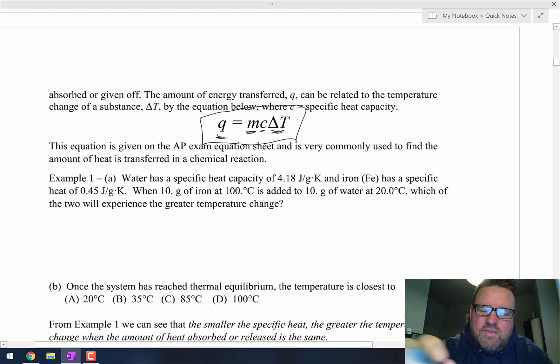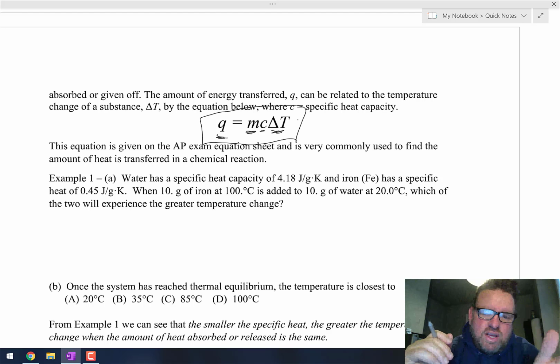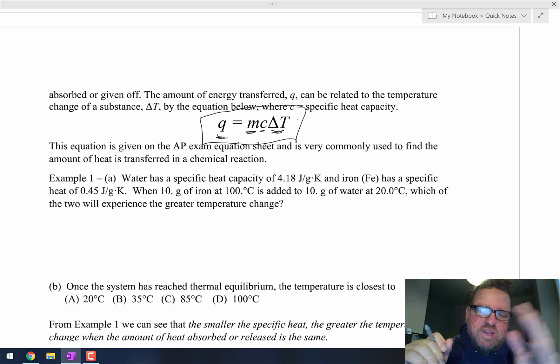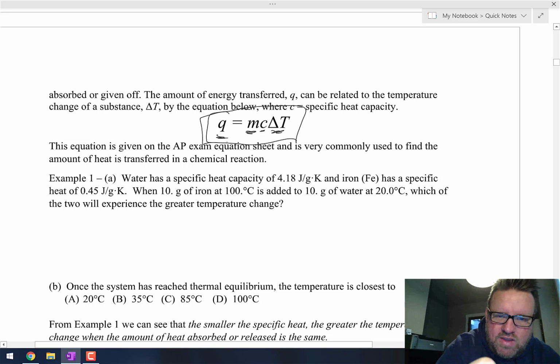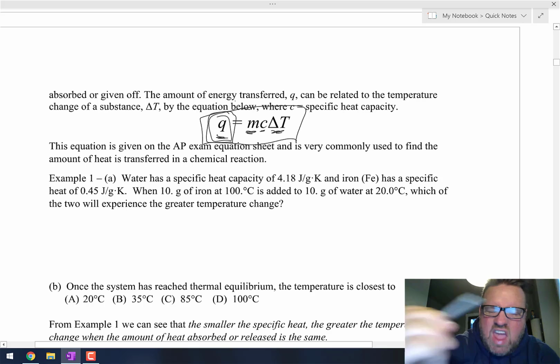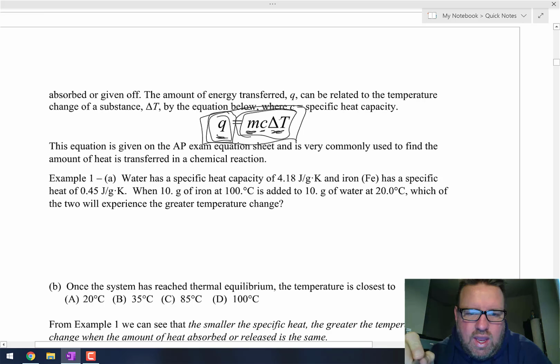Now remember, whenever you talk about the temperature change, it doesn't matter whether you're in Celsius or Kelvin because the change is the same. If you go from 0 Celsius to 20 Celsius or 273 Kelvin to 293 Kelvin, see how both of those are a temperature change of 20. So let's look at an example here. Again, the amount of heat transferred, the amount of energy transferred, which we usually just call the heat, is equal to the mass times the specific heat times the temperature change.